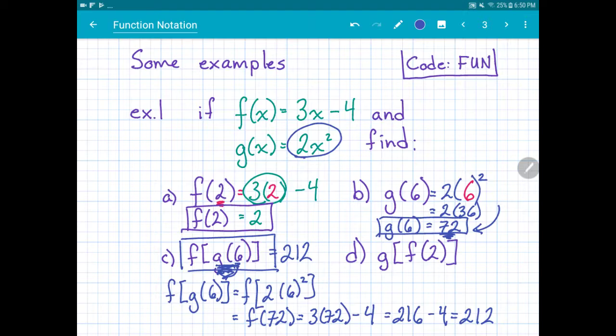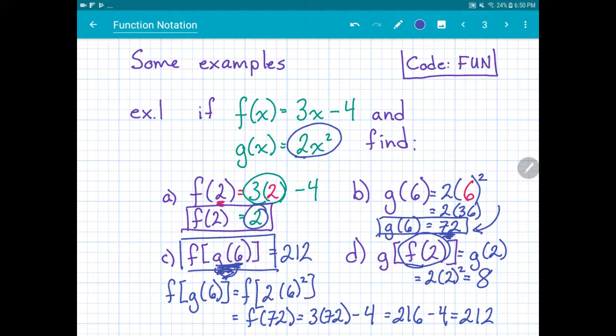Okay, so that's the general idea of what to do here. This is just telling us the order to do it in. So this, again, we already know what F of 2 is. F of 2 is 2. So this becomes G of 2. So G of 2 is equal to 2 times 2 squared, which will be 4 times 2, which is 8.